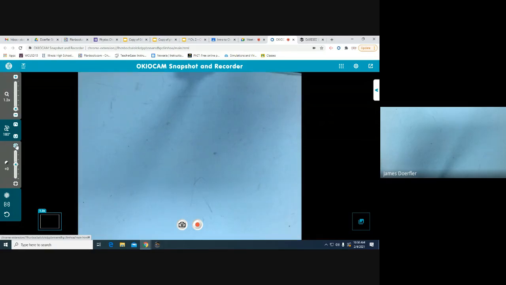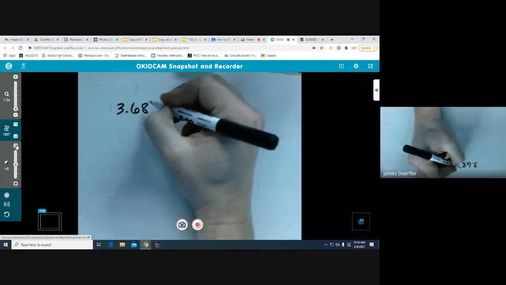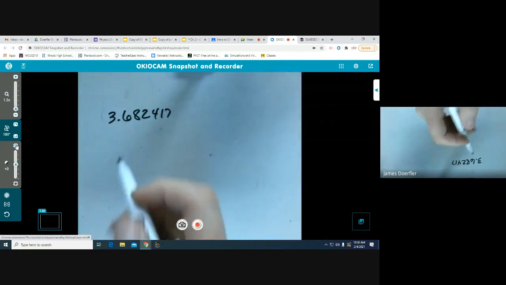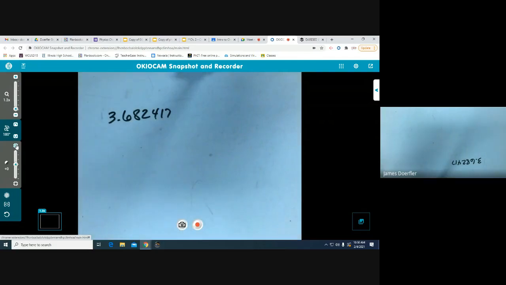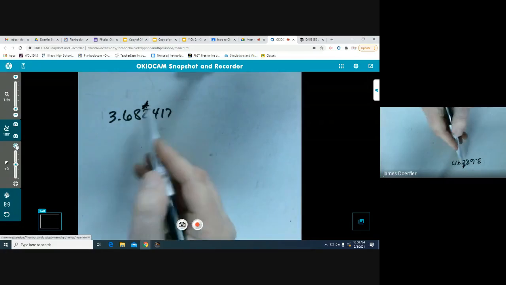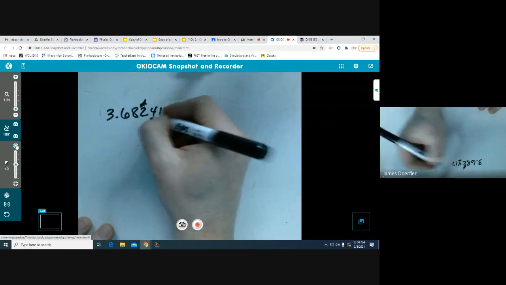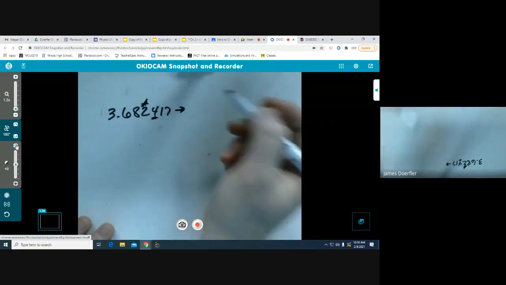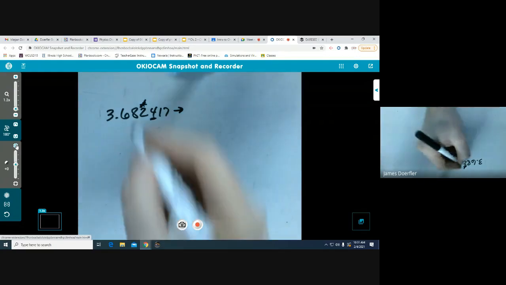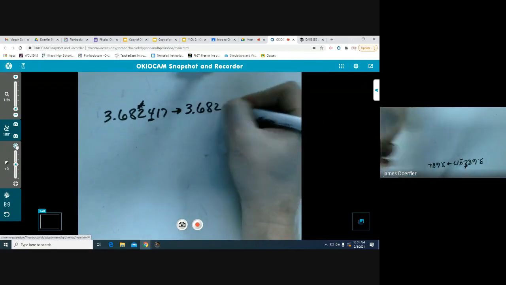So let's look at the first one here, 3.682417. First off, which one of these numbers is my 4th significant figure? The 2. 1, 2, 3, 4. Okay, so we then look to the number to the right. Is it greater than or less than 5? Less than. So what do we do to the 2 here? Do we change it? No. So your answer would be 3.682.